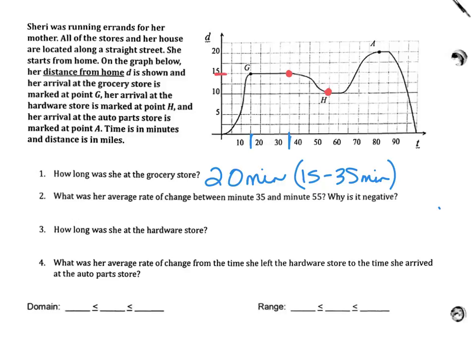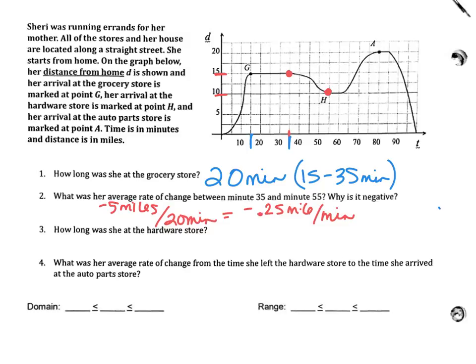So she's going from 15 miles away from her house to 10 miles away from her house. So that's a rate of change of -5 miles over a period of 20 minutes. So we want to divide that out, which is going to be negative 0.25 or negative 1/4 of a mile per minute. Or you could say 1 mile every 4 minutes if you wanted to. And the question, why is that negative?